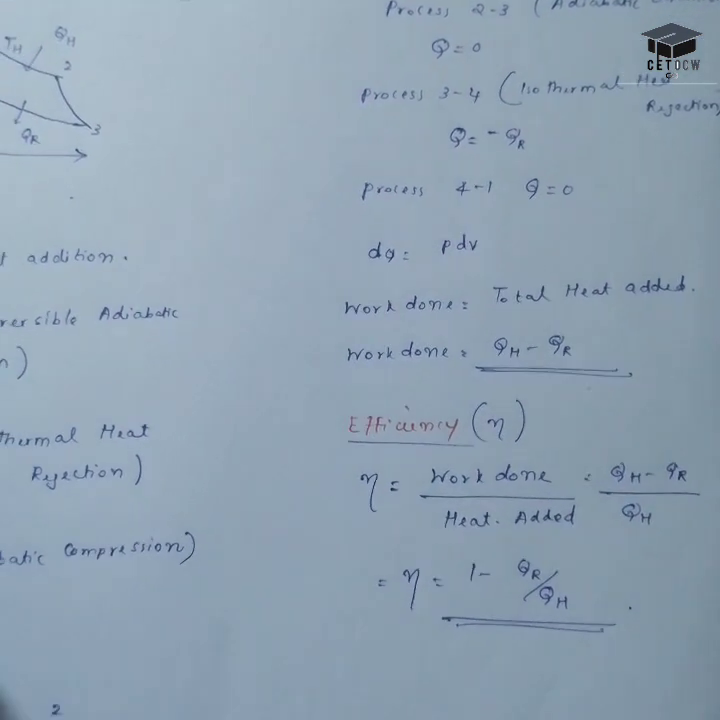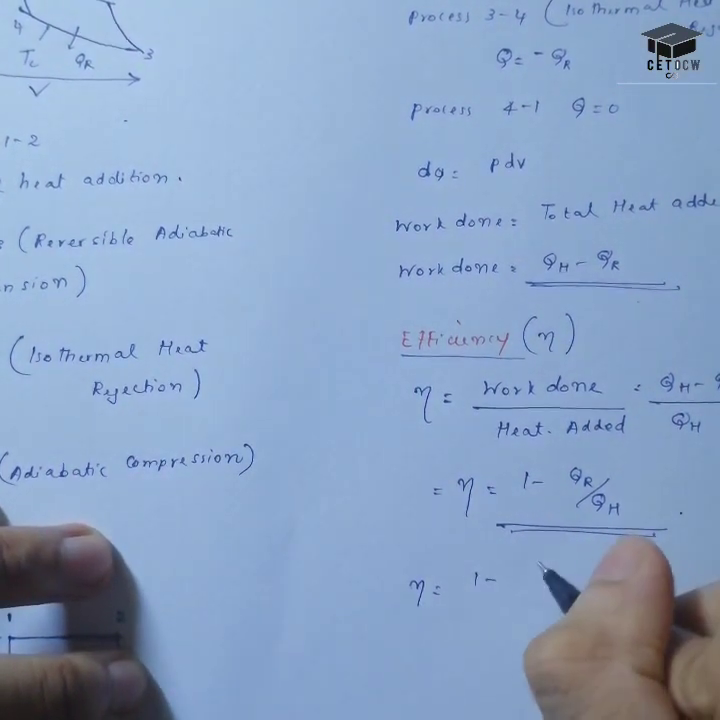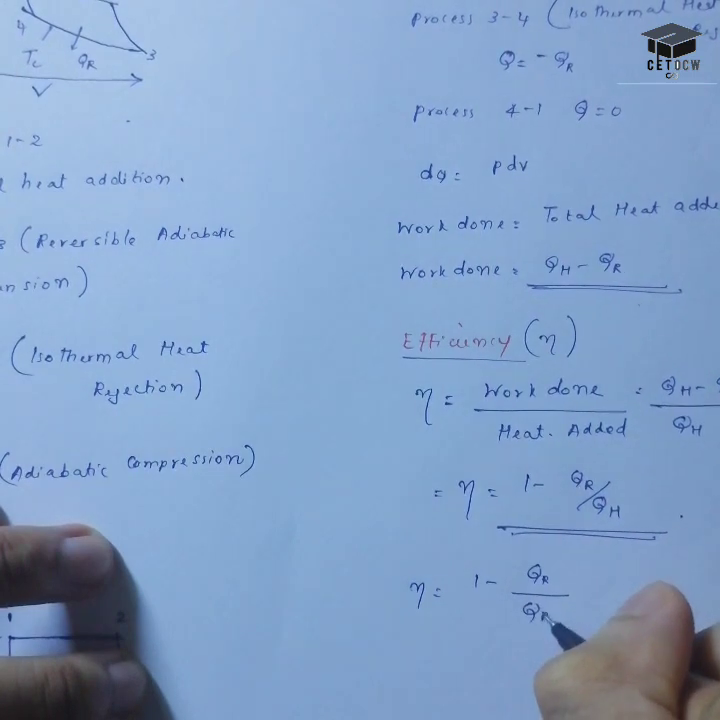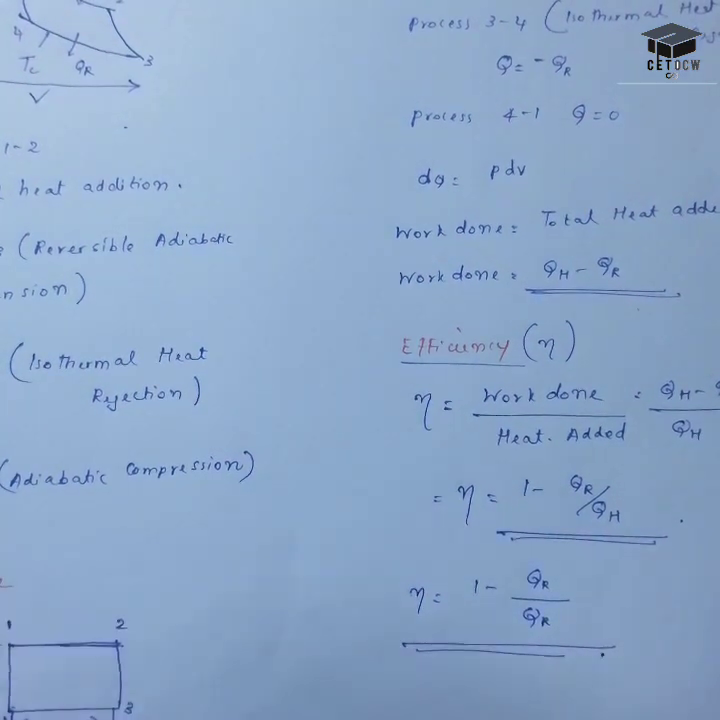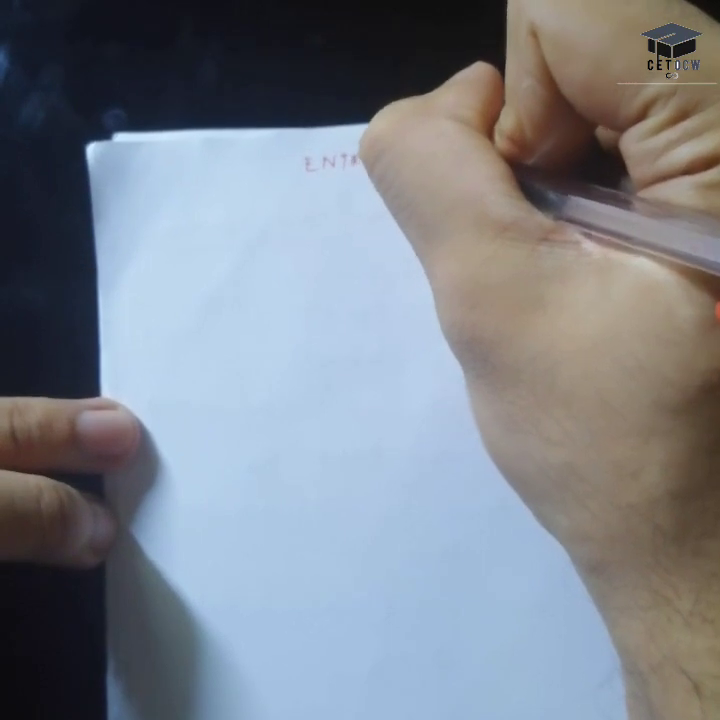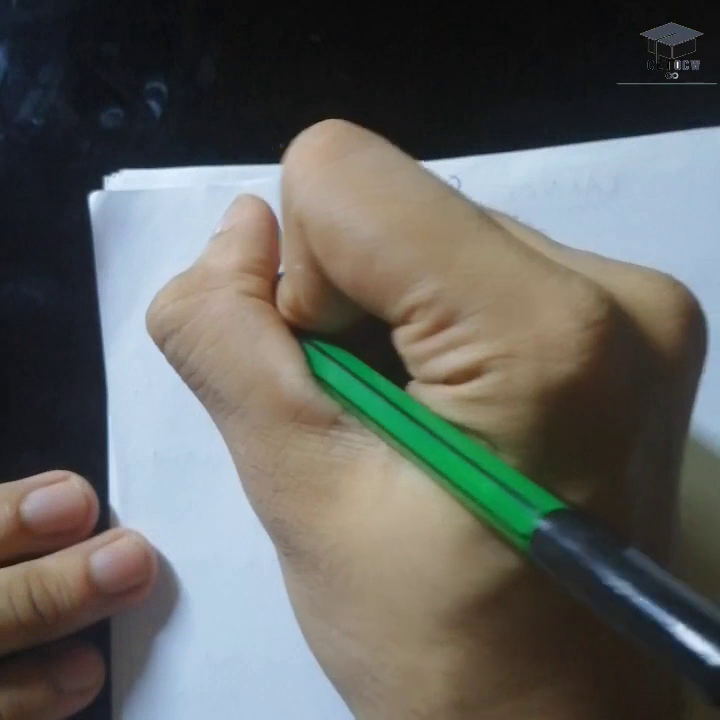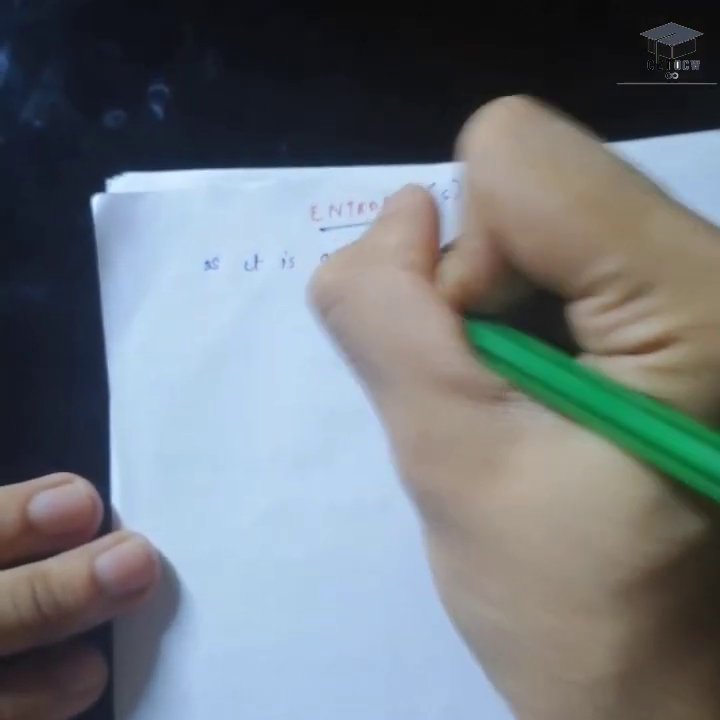Next, we know efficiency is equal to 1 minus QR by QH. Before discussing the next topic, let me introduce a very small concept called entropy. This concept of entropy will be useful. Entropy is denoted by S. It is a state function. It is a property.